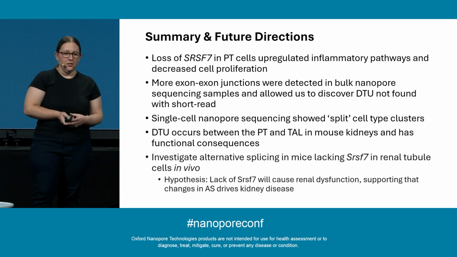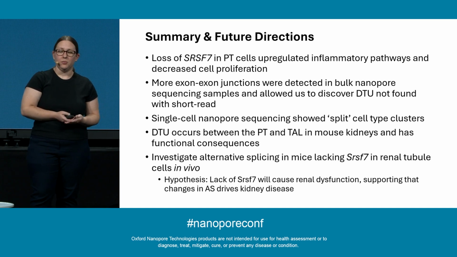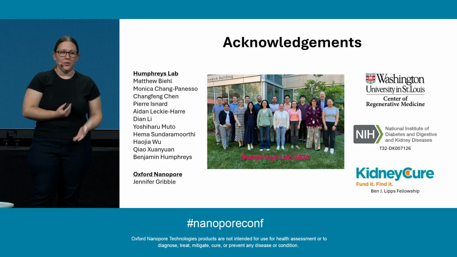And the future direction of this work is to investigate alternative splicing in mice that lack SRSF7 in the kidney, because this would help support our hypothesis that this will cause renal dysfunction, and supporting that changes in alternative splicing can drive kidney disease. And so with that, I'd just like to acknowledge the Humphreys Lab at WashU.